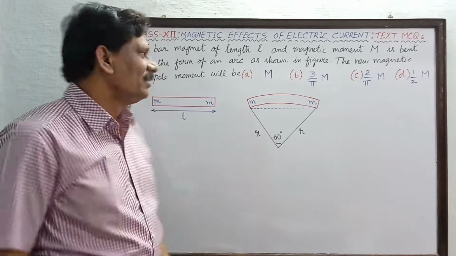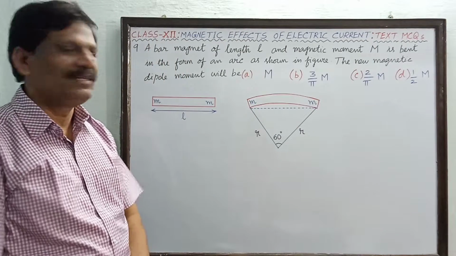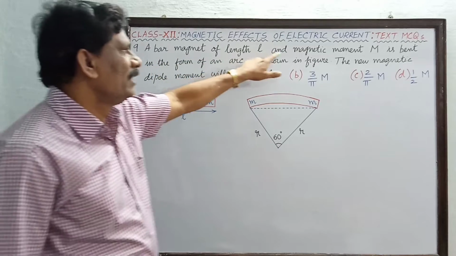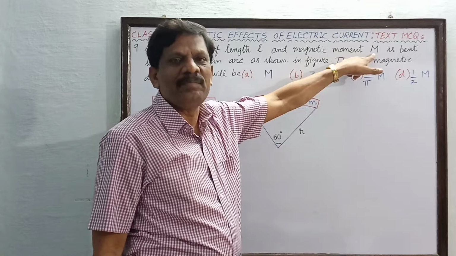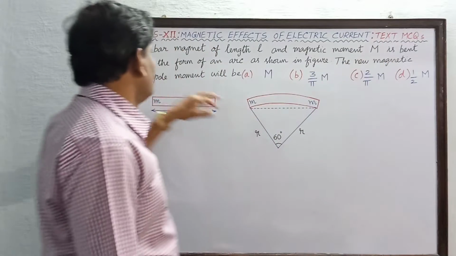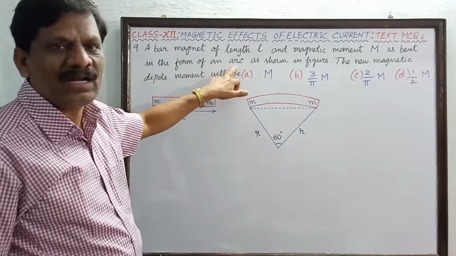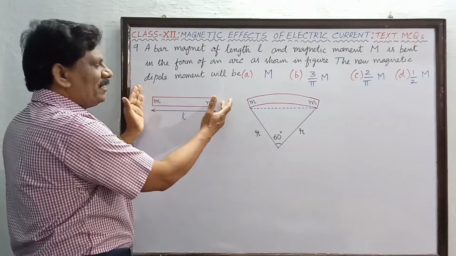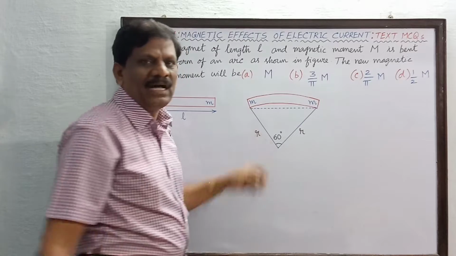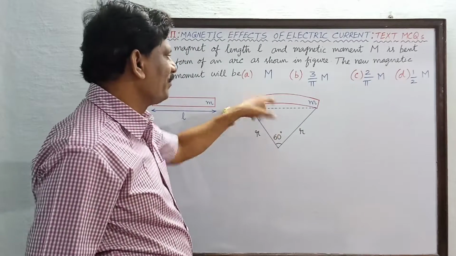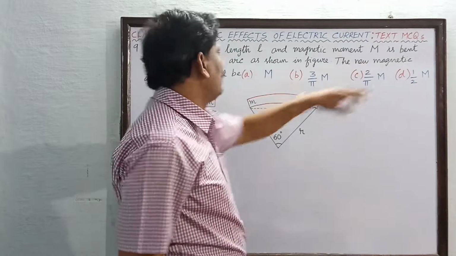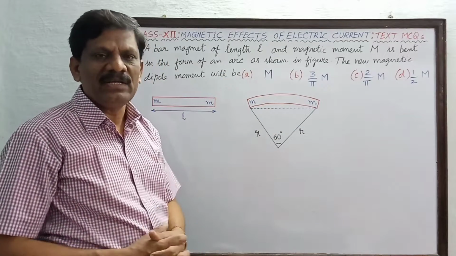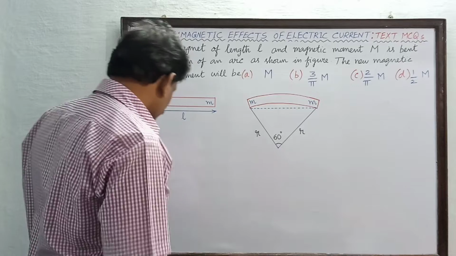Hi students, now MCQ number 9. A bar magnet of length L and magnetic moment capital M is bent in the form of an arc as shown in the figure. So a bar magnet is bent in the form of an arc, part of a circle. The new magnetic dipole moment will be, so you have to find the new magnetic dipole moment.